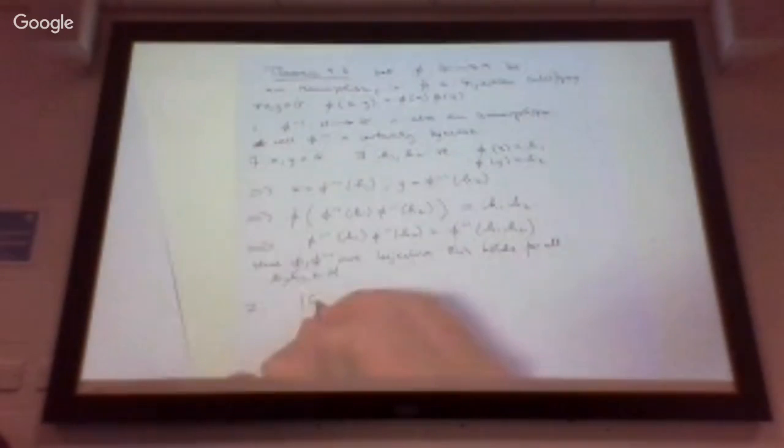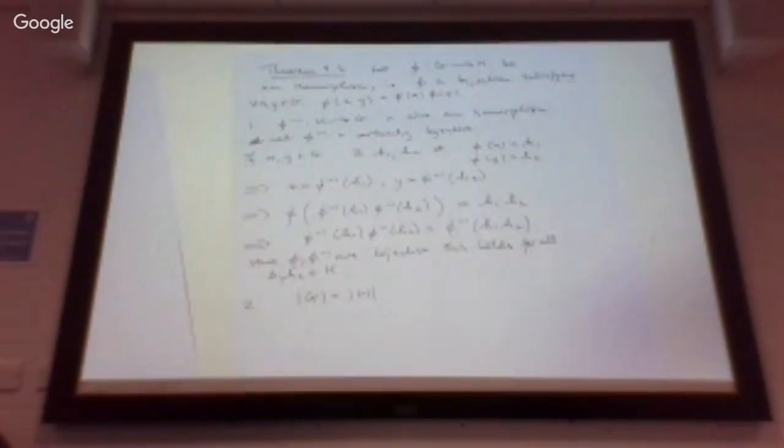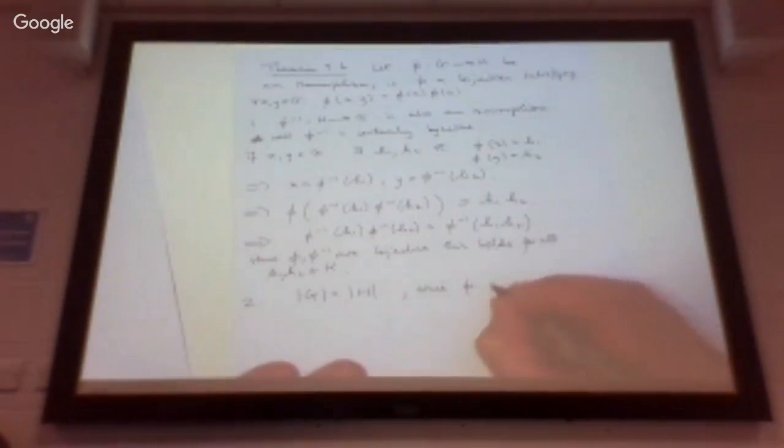And the second property doesn't really need a proof. It just holds because phi is an isomorphism. Okay, so the two groups have the same size. So you're happy with that? Yeah, absolutely. So that's true since phi is an isomorphism. Sorry, phi a bijection.